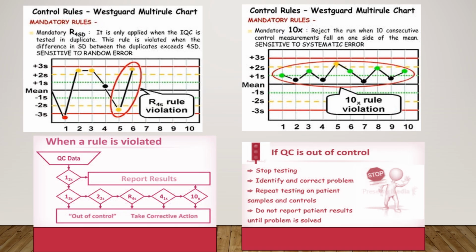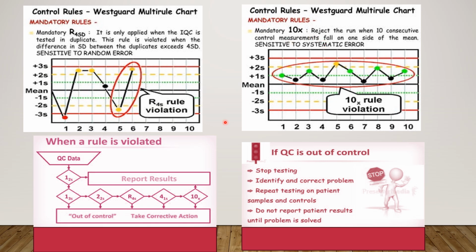This is the R-4s rule. It is only applied when the IQC is tested in duplicate, and this rule is violated when the difference between the duplicates exceeds 4 SD. So it is rejected: 2 plus and 2 minus. Two consecutive runs here, two here, so the total difference between the two is 4 standard deviations. So it is sensitive to random error.